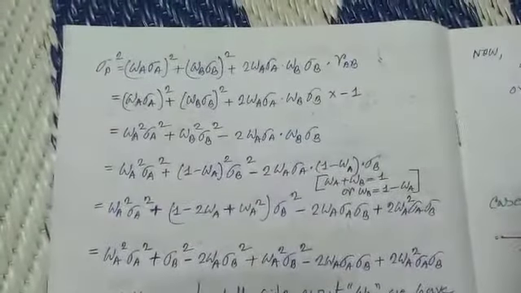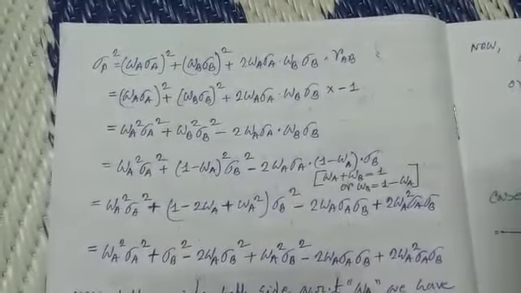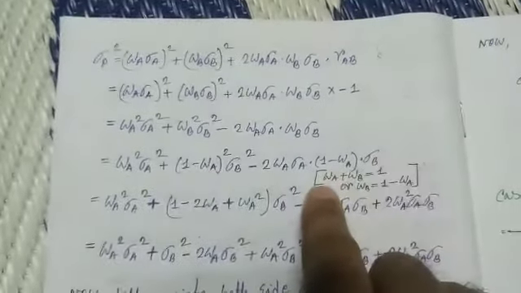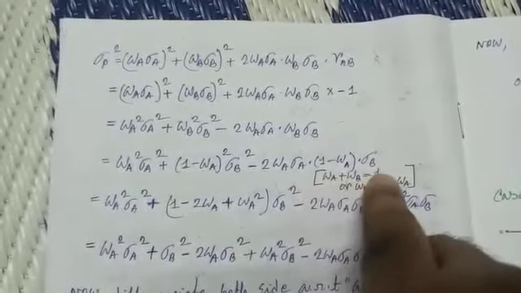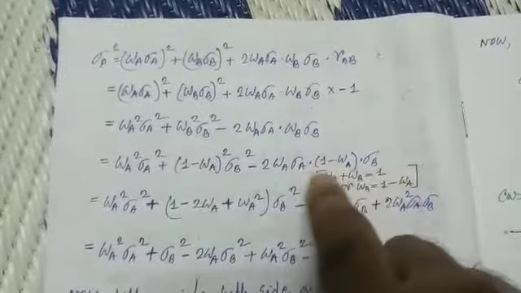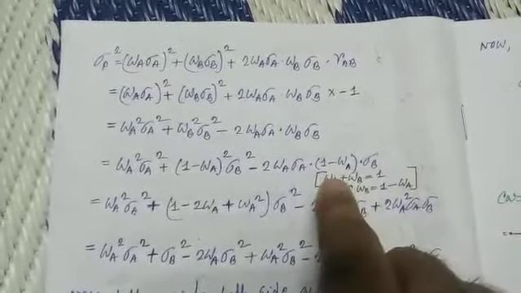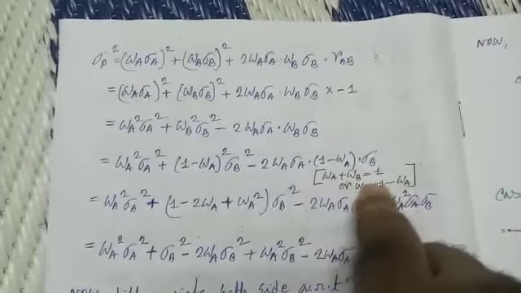Now here there are only two securities in the portfolio. Now here WA plus WB will be equal to 1, because total weight is equal to 1. Here WB can be written as 1 minus WA.